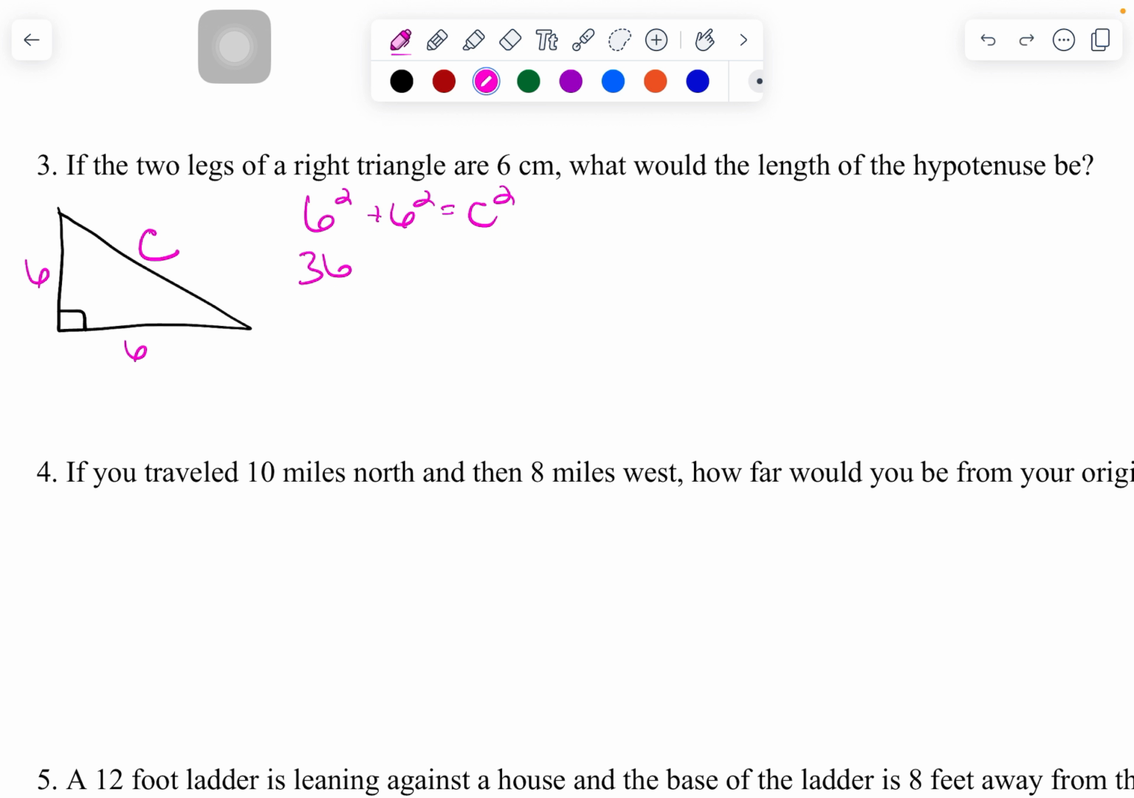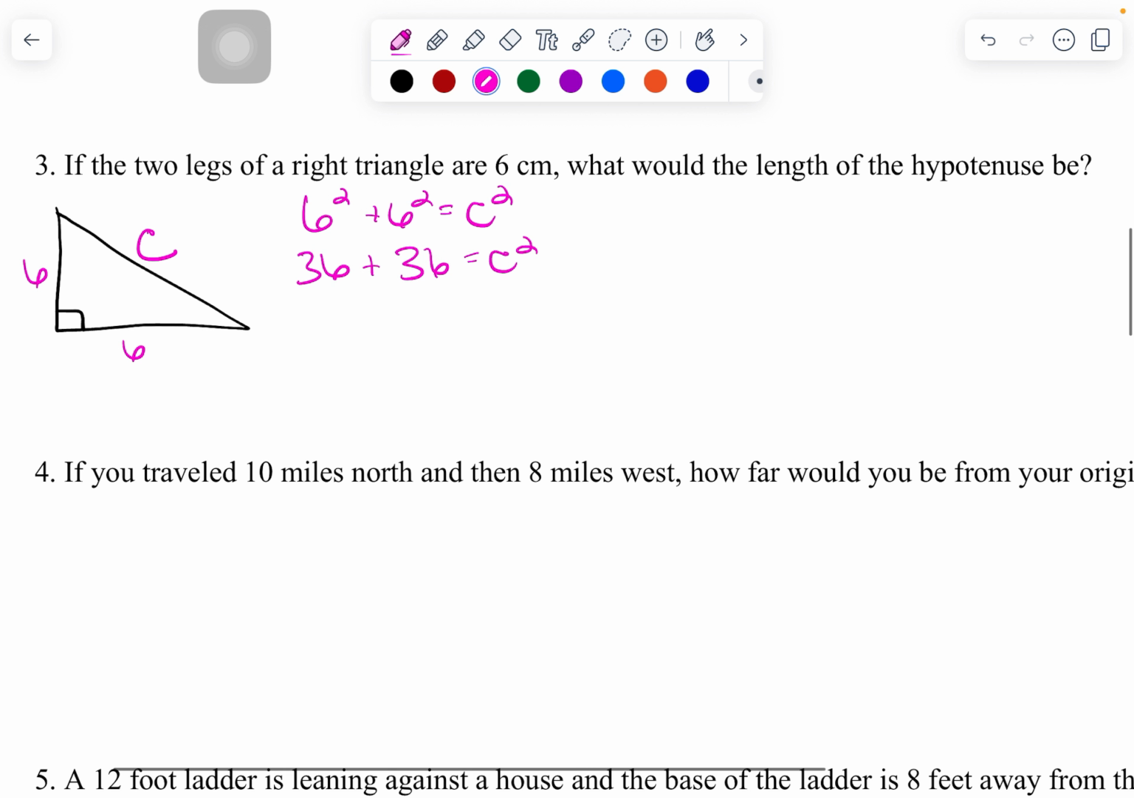6 squared is 36, and that one's also 36. So 36 and 36 would make 72 for c squared. I'm going to go ahead and take the square root. Again, no plus minus because c is a hypotenuse, right? That is a physical length, so we can't have a negative.